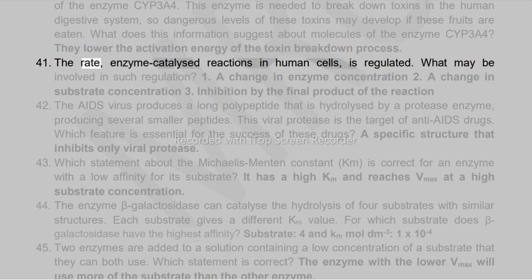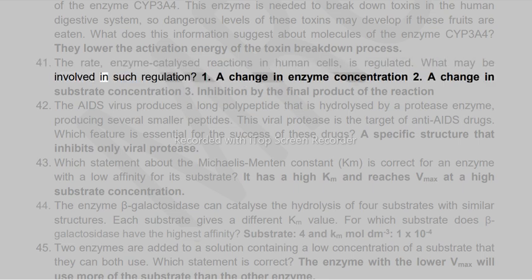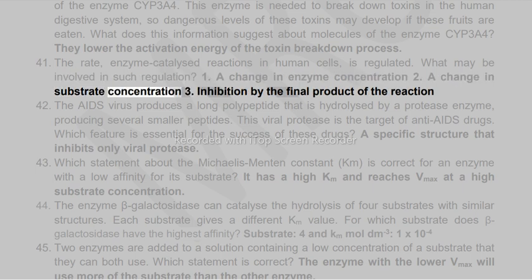41. The rate of enzyme-catalyzed reactions in human cells is regulated. What may be involved in such regulation? 1. A change in enzyme concentration. 2. A change in substrate concentration. 3. Inhibition by the final product of the reaction.